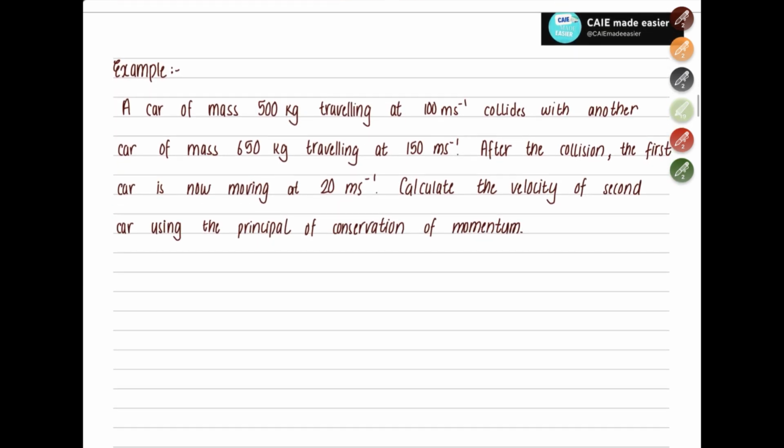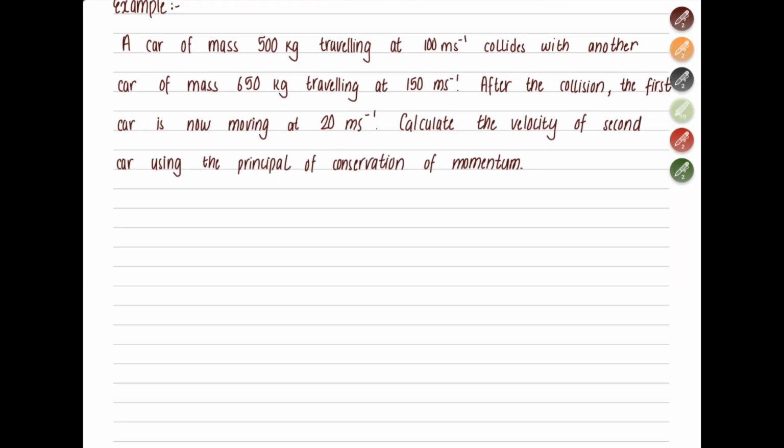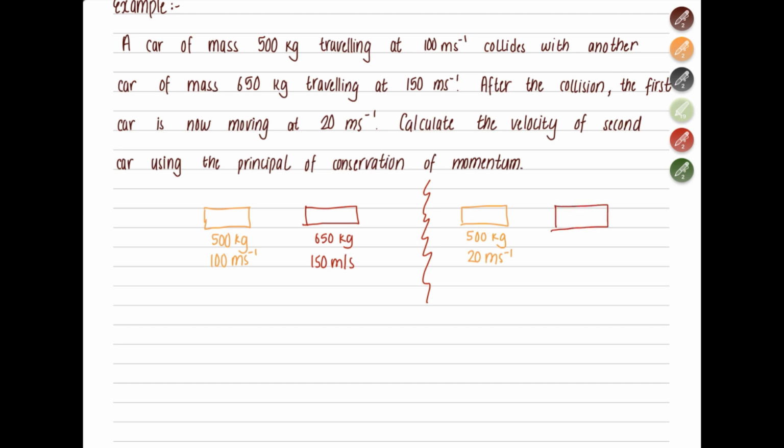So let's do one example. We're saying that there's a car of mass 500 kilogram traveling at 100 meter per second. It collides with another car of mass 650 kg traveling at 150 meter per second. Then they have a collision. After the collision, the first car is now moving at 20 meter per second. Of course, the mass remains same, right? The velocity has changed. While for the second car, we don't know the speed. We have to find the speed.